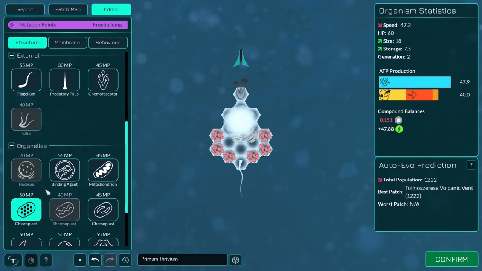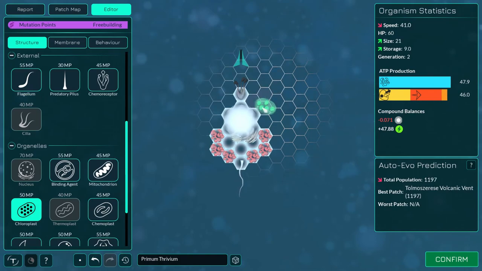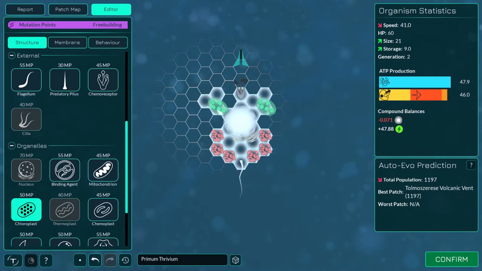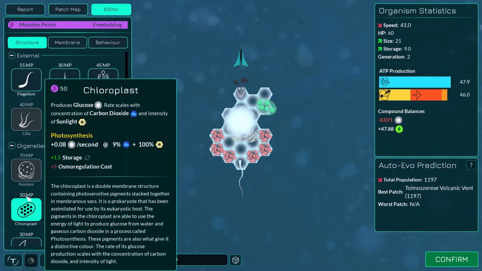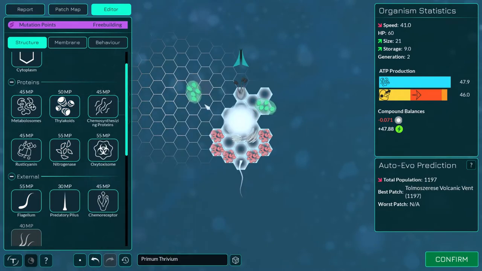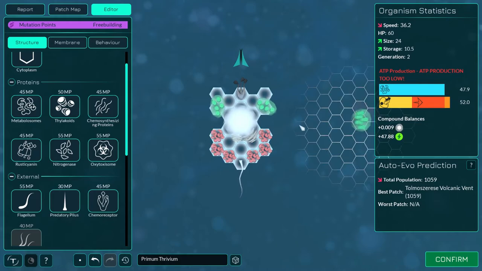Here we find the most crucial part of the plant build, which is the chloroplast. So you put this down, and you'll notice that it is now producing glucose. Well, it is still the negative, but you put two of these down, they cost 50, same as the much more inefficient thylakoids. And now, you are actually producing glucose, which is amazing.